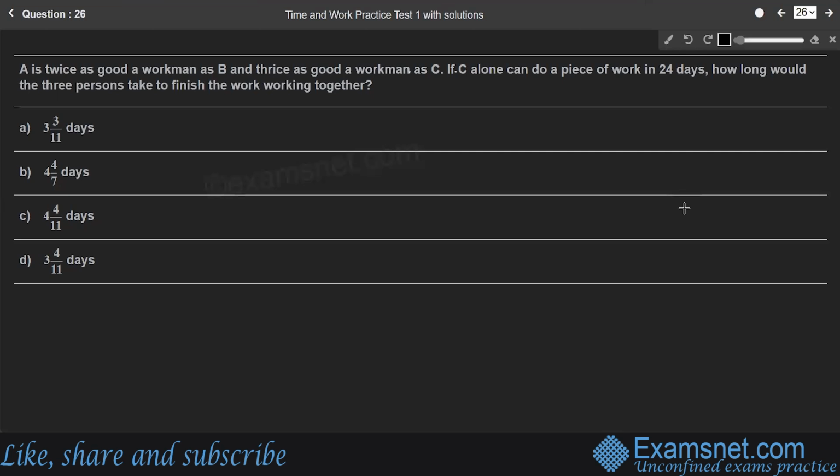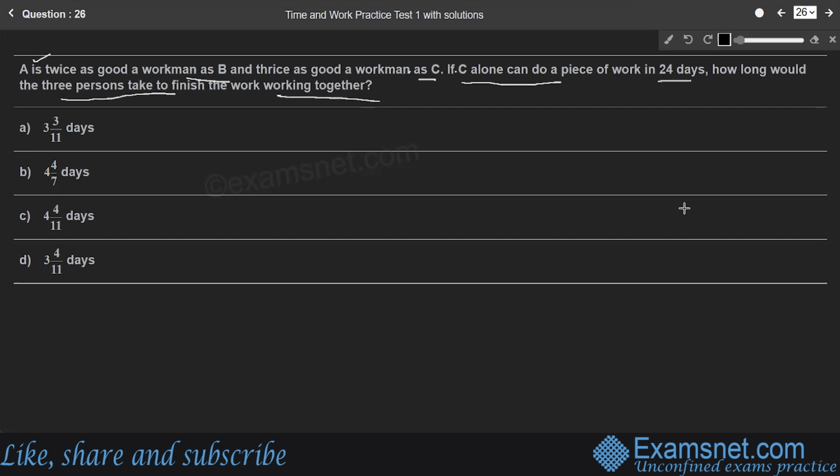Question number 26. A is twice as good a workman as B and thrice as good a workman as C. If C alone can do a piece of work in 24 days, how long would the three persons take to finish the work working together? If they start working together, how many days will the three persons take to complete the same amount of work, right?